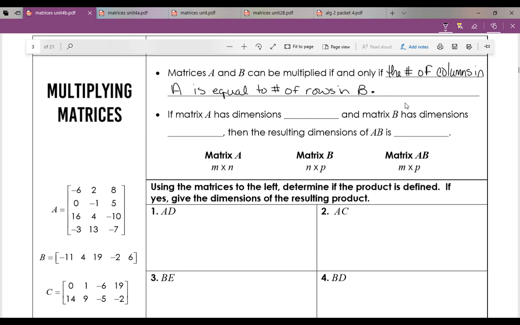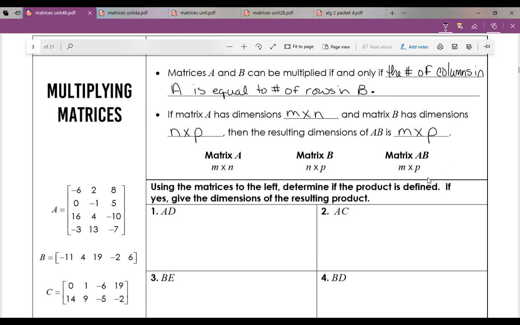Now, to multiply matrices together, they do not have to be the same size. When you add and subtract them, they do, but when you multiply them, they do not. But there is a rule that you have to follow to determine whether you can multiply or not. So if matrix A has the dimensions m times n, rows times columns, and B has n times p, then the result is m times p.